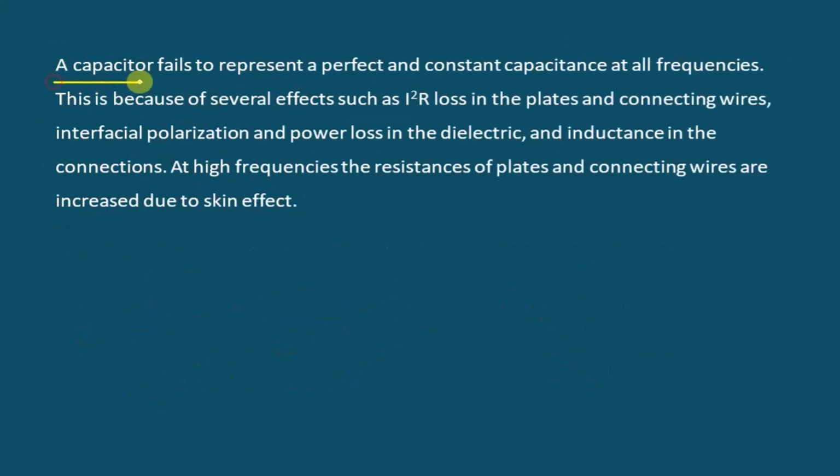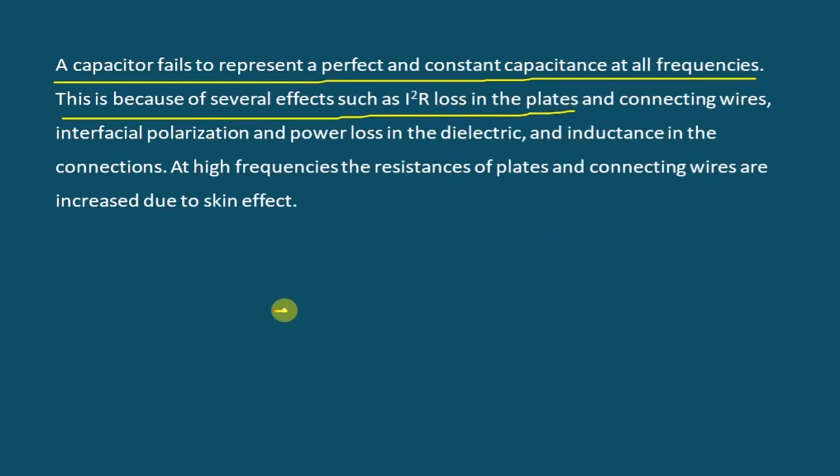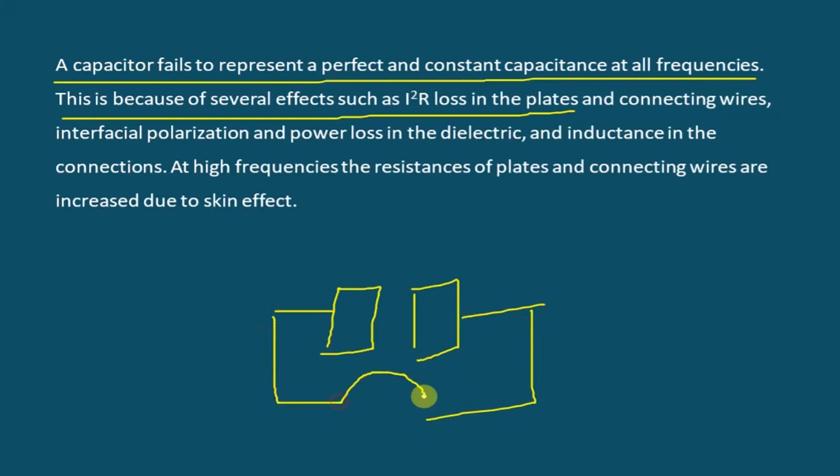A capacitor fails to represent a perfect and constant capacitance at all frequencies. Why? This is because of several effects, such as I square R loss in the plates. So what is capacitance? Basically this is a capacitor. There is some source, this is the capacitance, and there shall be some dielectric between them. There will be some I square R loss in the wire and also in the plates, so due to that the capacitance will vary.